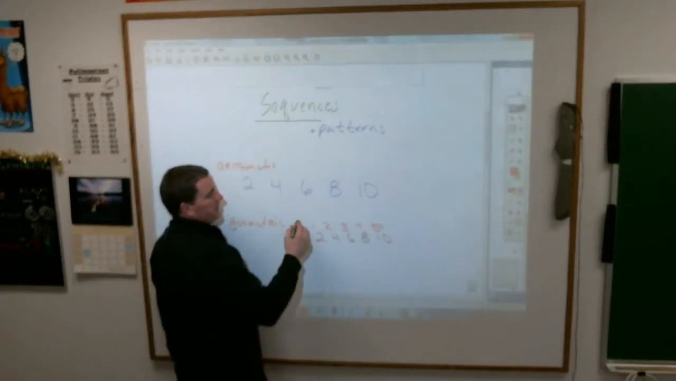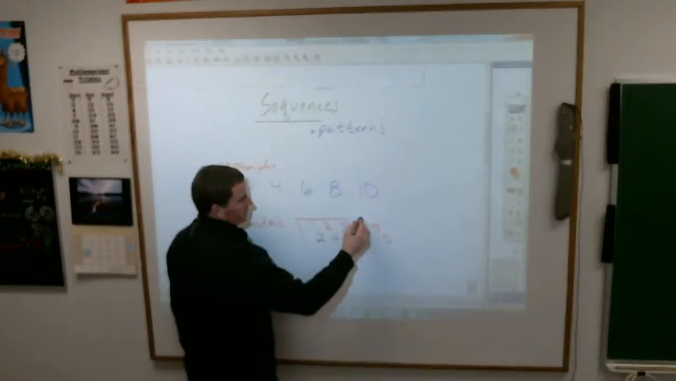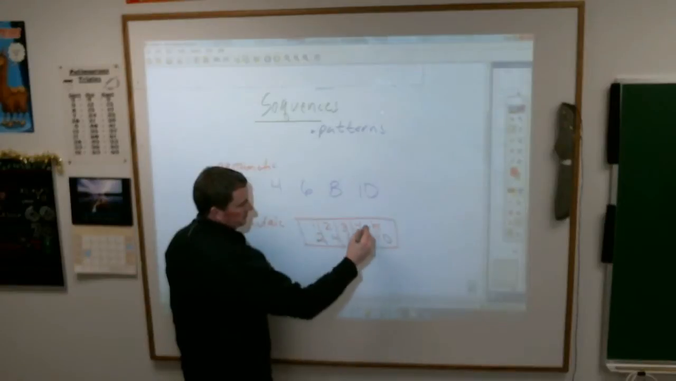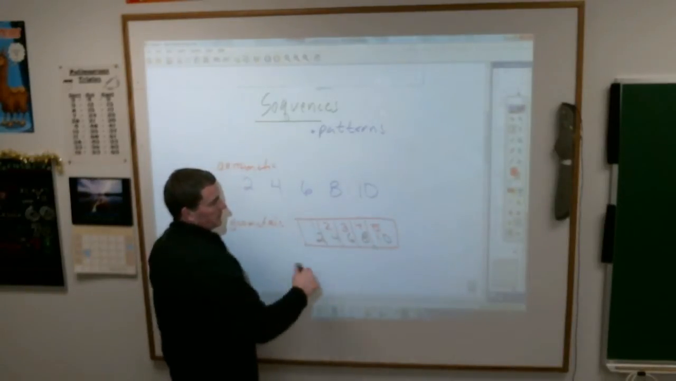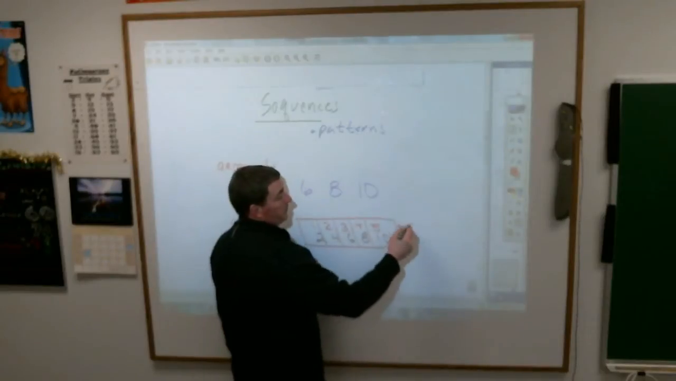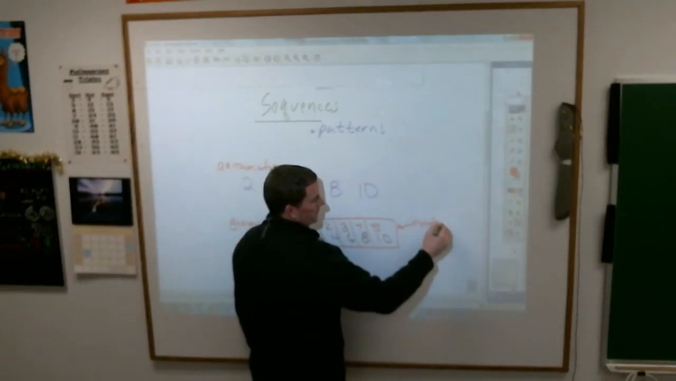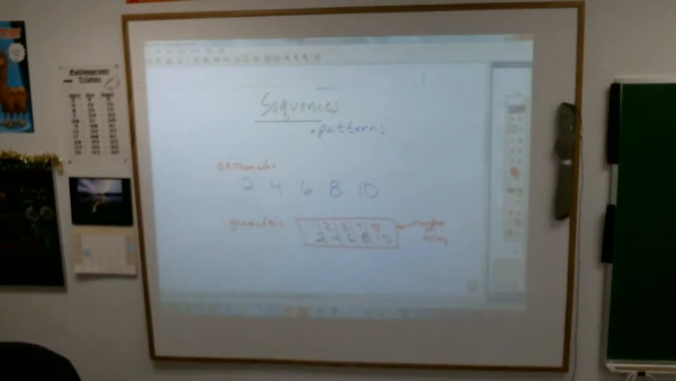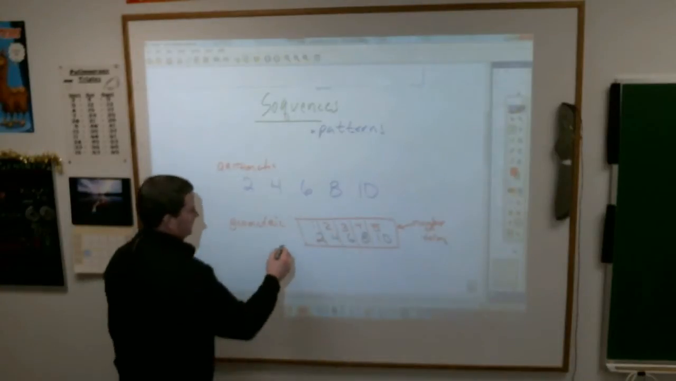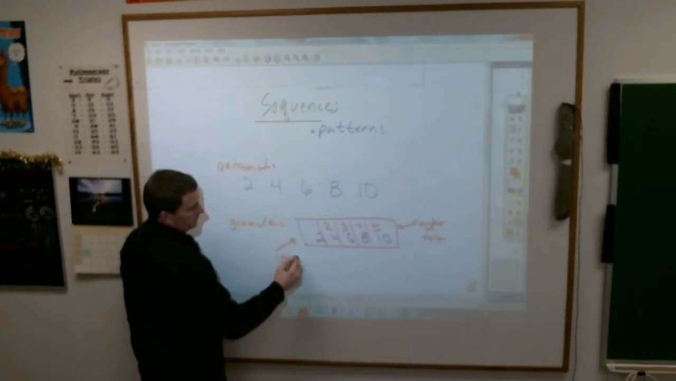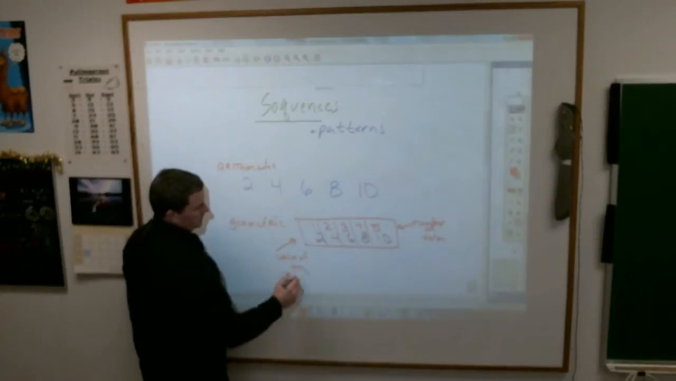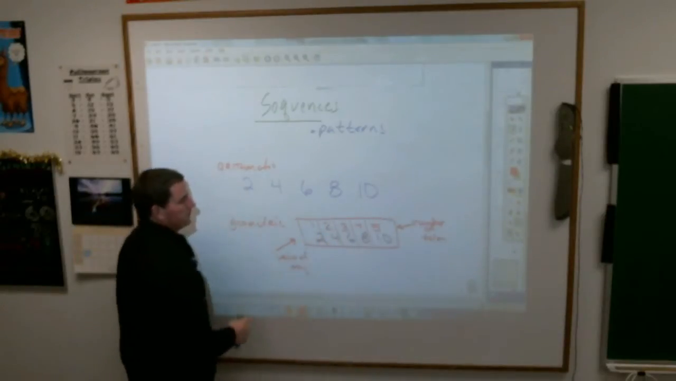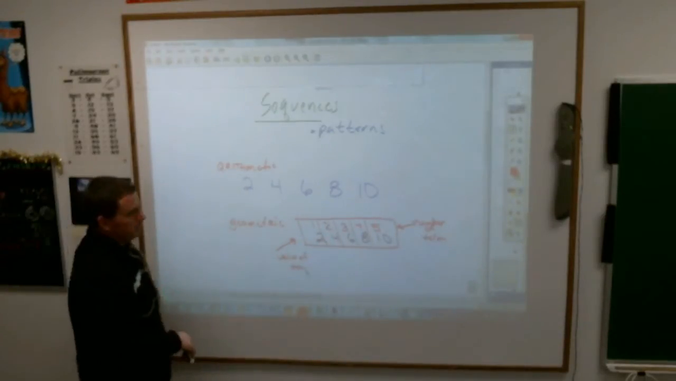So a lot of times they will write their sequence in some sort of a box-shaped chart that looks like this, where the top number is whatever number of the term it is, and the bottom is called the value of the term. So the first term's value is 2, the second term's value is 4, third term is 6, fourth term is 8, fifth term is 10.